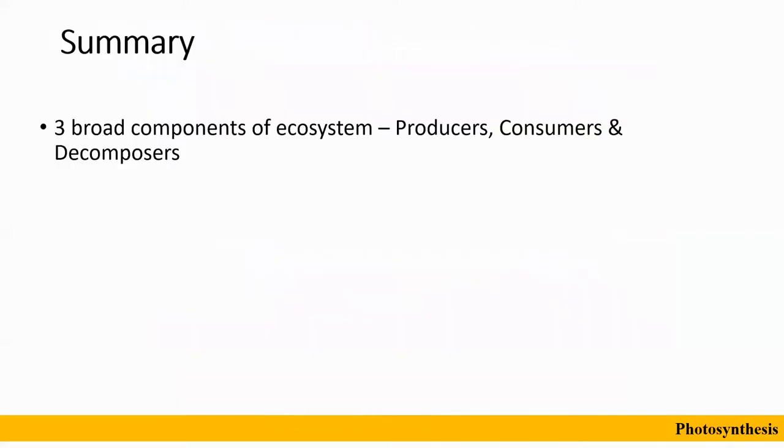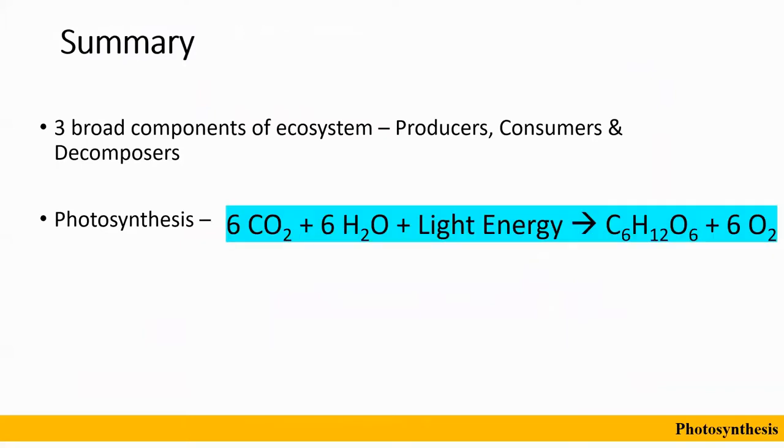So in summary, we covered the three broad components of an ecosystem, which are the producers, consumers, and decomposers, and explained the term photosynthesis to be the process where green plants and certain forms of bacteria and algae are able to make carbohydrates from carbon dioxide and water when there is chlorophyll, and while they use energy from sunlight, they release oxygen into the atmosphere and also produce glucose.